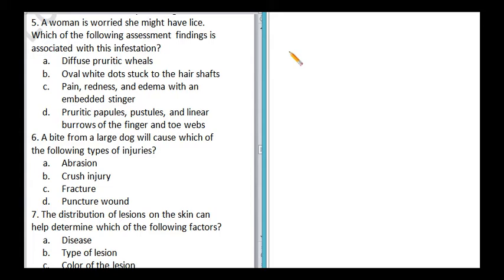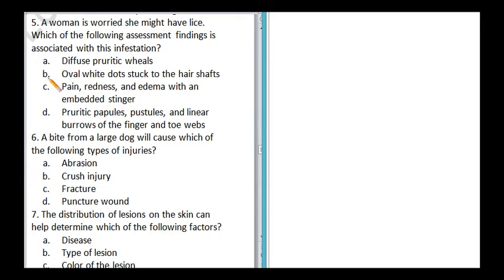A. Diffuse pruritic wheals. B. Oval white dots stuck to the hair shaft. C. Pain, redness, and edema with an embedded stinger. Or D. Pruritic papules, pustules, and linear burrows of the finger and toe webs. So, in this situation, we're talking about assessment for lice, and we need to eliminate some wrong options.